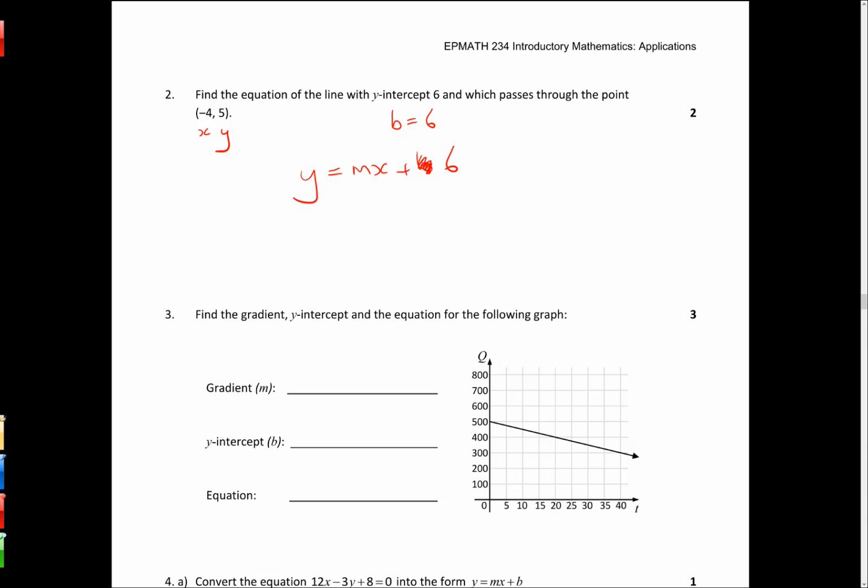I still need to know the m, but what I can do now is I've got a point I can sub in. I know that when x equals minus 4, when it's m times minus 4, I know that y equals 5. So what have I got? 5 equals m by minus 4, or rather minus 4m, plus a 6. I want to get that m by itself. Easiest thing to get rid of, let's get rid of that plus 6 by minusing 6. 5 minus 6 is a minus 1.